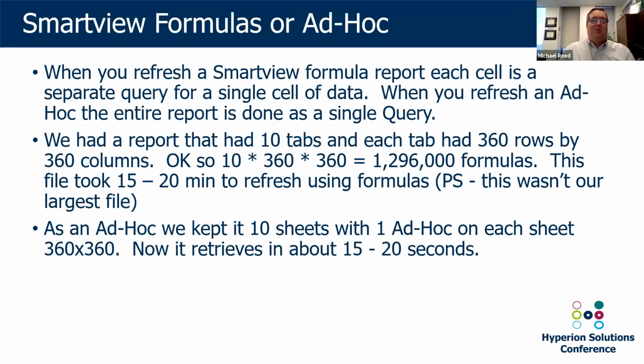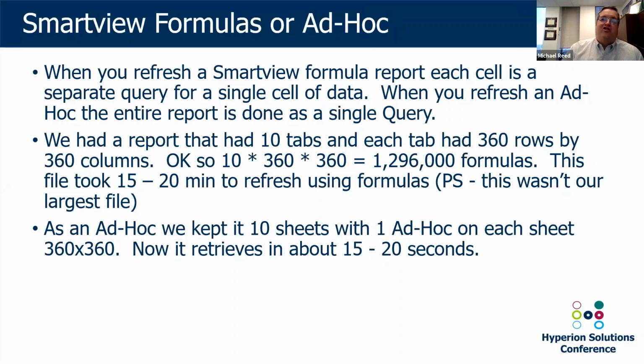So our intercompany matching report, a manual report that we've built here, has all 360 entities down the left-hand side and all 360 intercompany partners across the columns. And we have 10 intercompany accounts. So this one report is pulling 10 sheets, 360 rows by 360 columns. That was 1.296 million formulas. They would set the retrieve, go get a cup of coffee, chit chat with two or three people, come back to their office, and then the refresh may have finished. It was taking anywhere between 15 and 20 minutes.